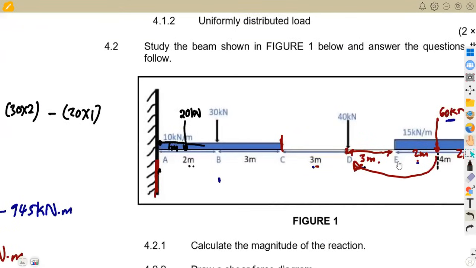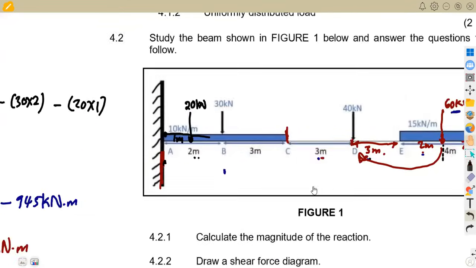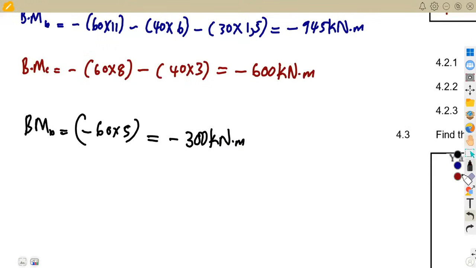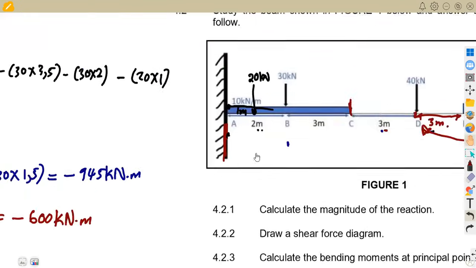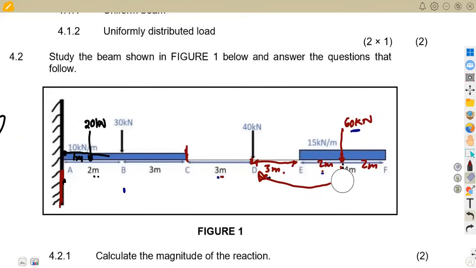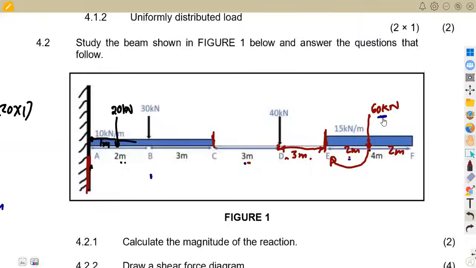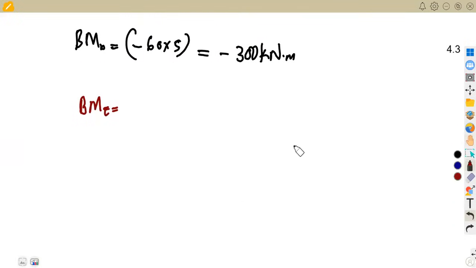Then the last one, in fact, not the last one, because we've got 2 points that are remaining. We've got the point E and the point F. All right, so we've got the bending moment at E in this case. So what are you going to consider at E? We are still considering the 60 kilonewton in this case, but now back to E here, the distance is 2 meters. So it's going to be negative 60 back to E, which is 2 meters. So that's negative 60 times 2, which will be negative 120 kilonewton meter.